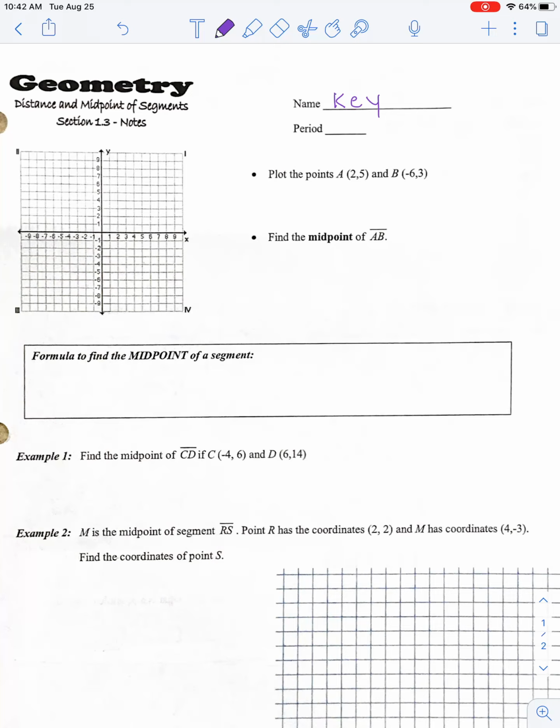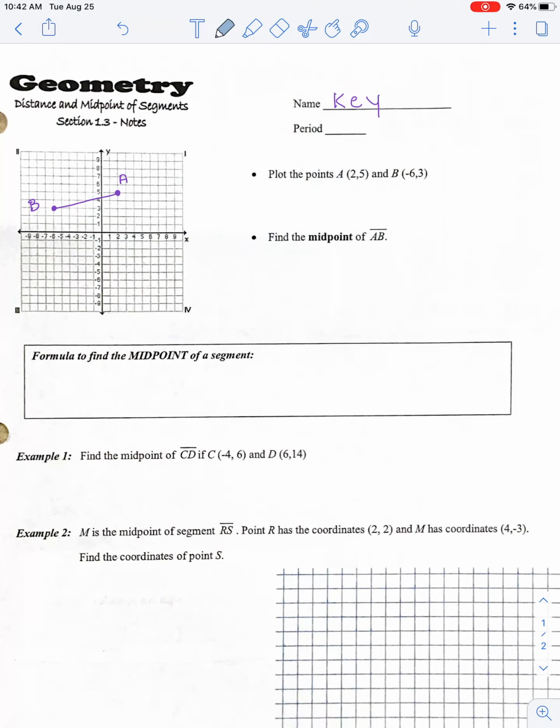So today, first off, it says plot the points A and B. So I'm going to plot A at 2, 5. B is at negative 6, 3. And I am going to connect those. All right, so it says find the midpoint of AB. Remember, midpoint is in the center, it's in the middle, it's going to cut that segment in half.